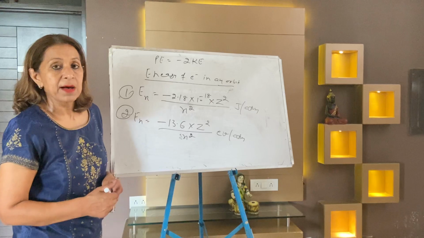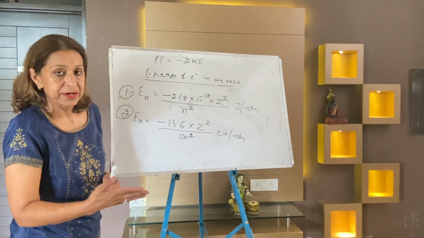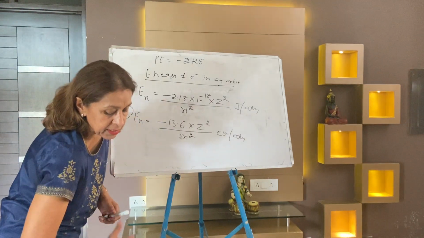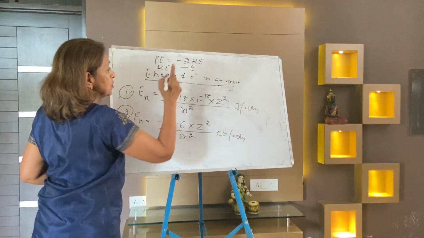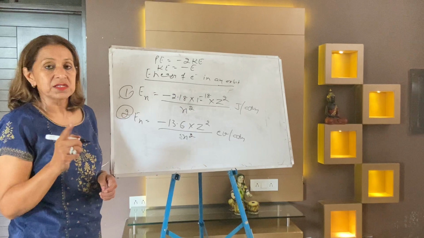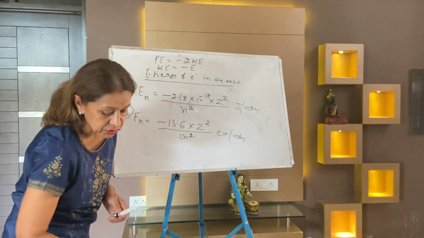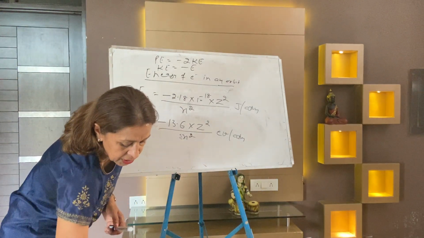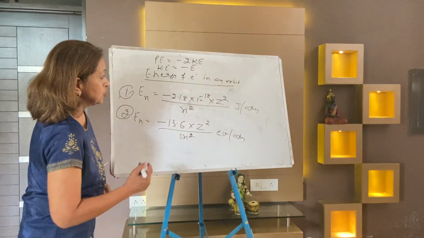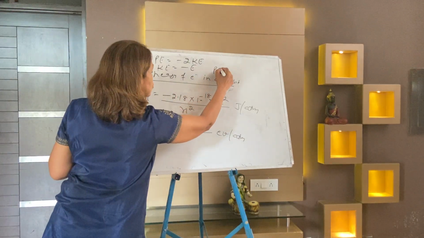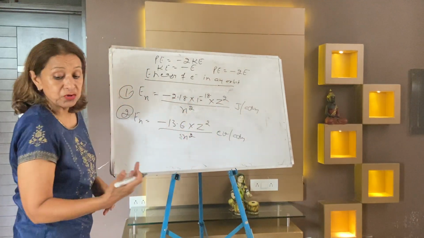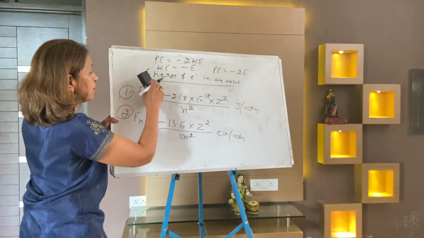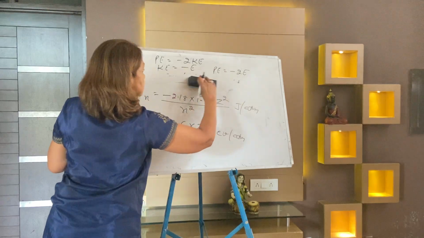Sometimes in some exams, potential energy, total energy, kinetic energy may also come. Kinetic energy is equal to minus total energy. Capital E is the total energy, and the rest are kinetic energy and potential energy. That means potential energy is equal to minus 2 times the total energy. Now I am taking some questions regarding this.